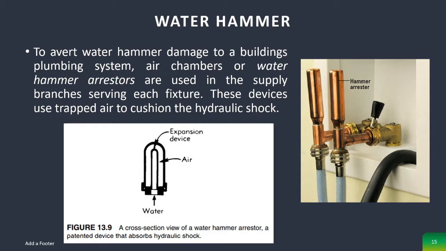So, to resolve water hammer, to avert water hammer damage to a building's plumbing system, air chambers or water hammer arrestors are used in the supply branches serving each fixture. These devices use trapped air to cushion the hydraulic shock. So, this is how a hammer arrestor looks. A cross-section view of a water hammer arrestor, a patented device to absorb hydraulic shock.